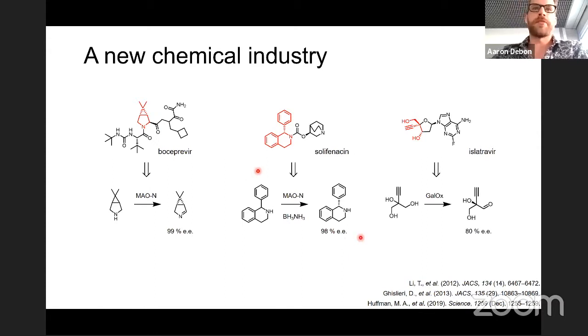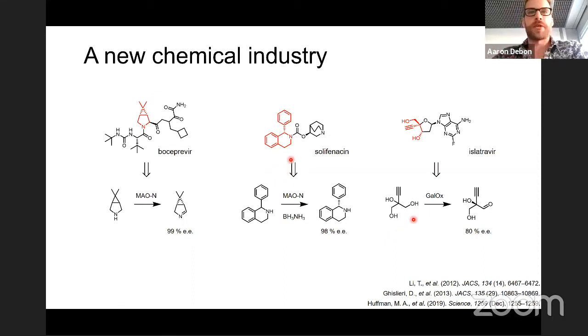And the last example, which is a recent example, which most of you will probably be familiar with, is galactose oxidase being used in a cascade which almost synthesizes all of this molecule, islatravir, by enzymatic steps. And the first step is galactose oxidase desymmetrizing this alcohol here.